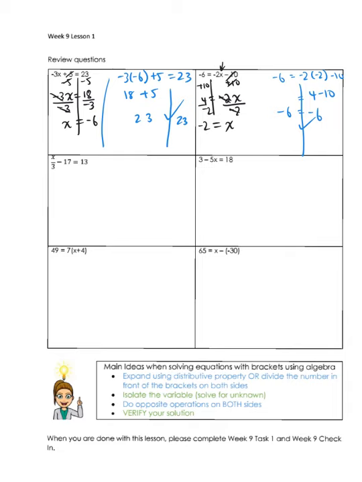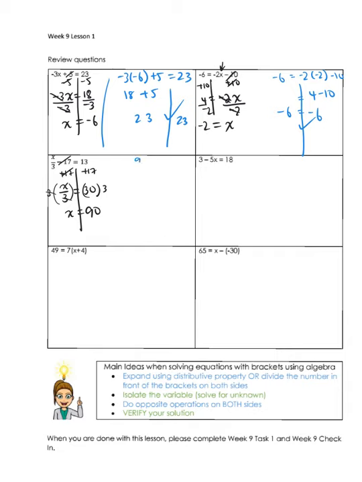Right, this one again, in this case it's in a fraction form. That's okay. We're gonna do subtraction or addition first, so we're gonna get rid of the 17 first by adding it on both sides. Cancels out. I have x over 3 left is equal to 30, and to get rid of the 3 because it's getting divided, I'm gonna times it by 3 on both sides. Cancels it out. x is equal to 90.